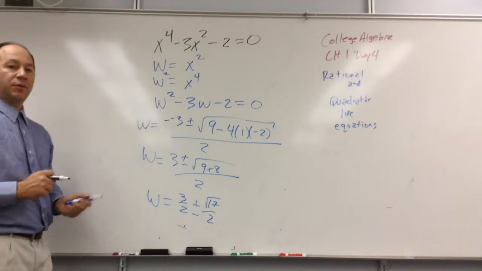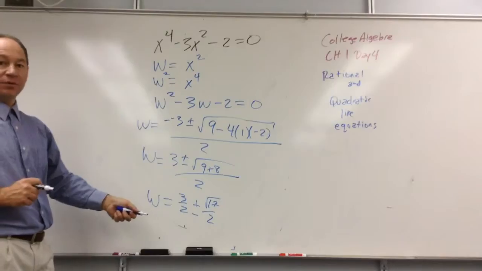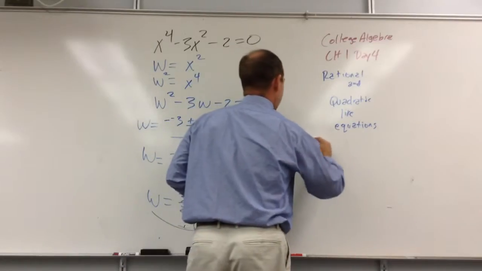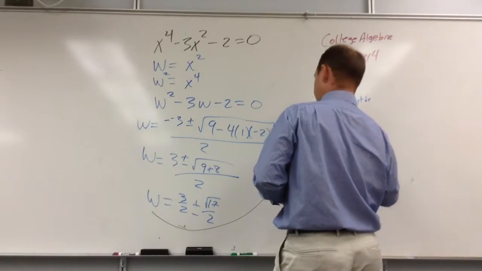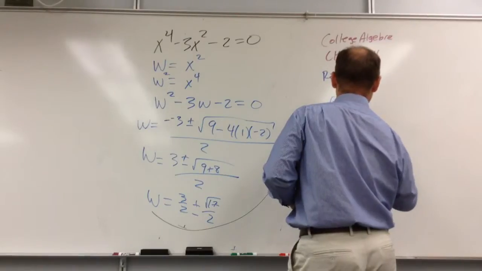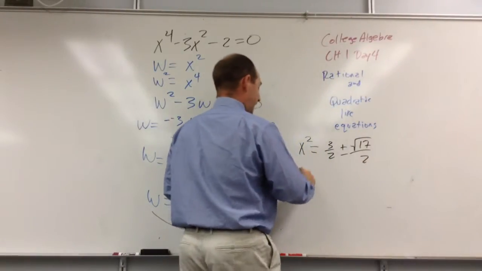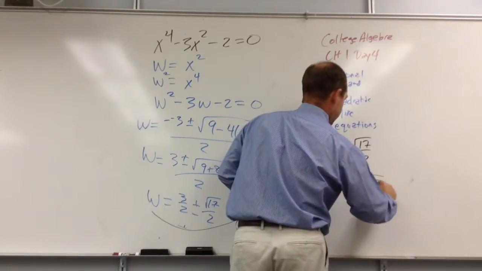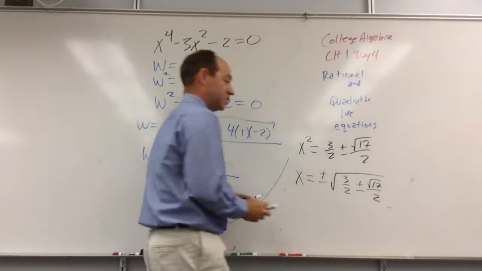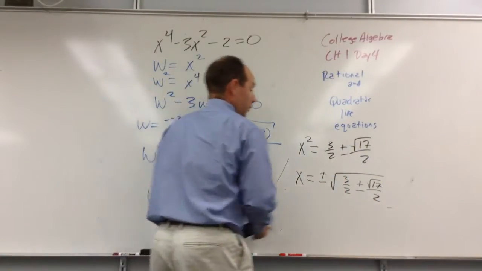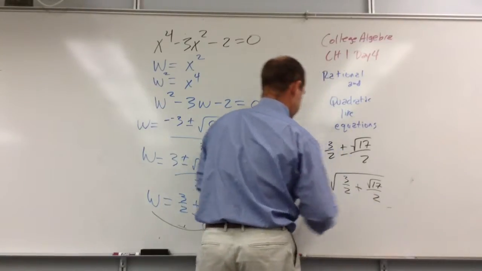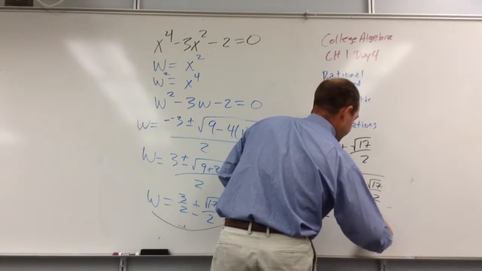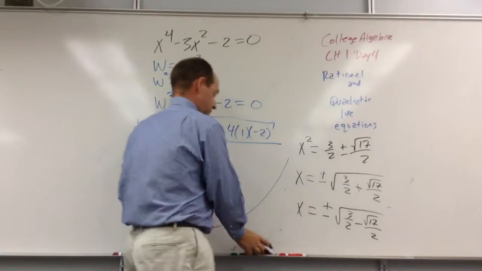Whew! Yes, but wait a second. We wanted to solve for x, not w. So w was x squared, so this means that x squared is 3/2 plus or minus the square root of 17 over 2. So that means x is plus or minus the square root of 3/2 plus or minus the square root of 17 over 2. So how many answers do we have here? We have 4 answers. You might want to write x equals plus or minus the square root of 3/2 minus the square root of 17 over 2.